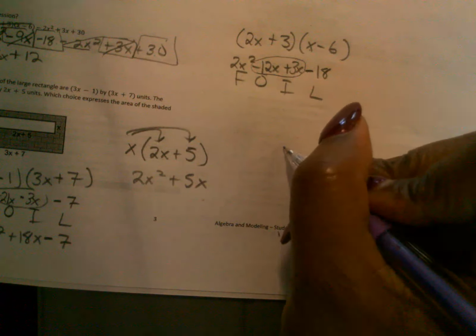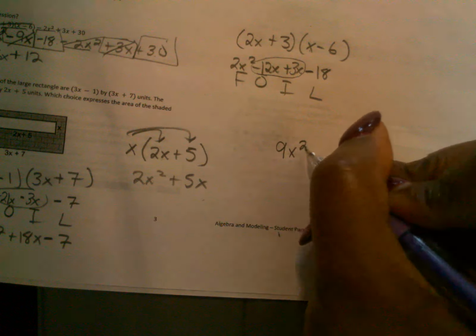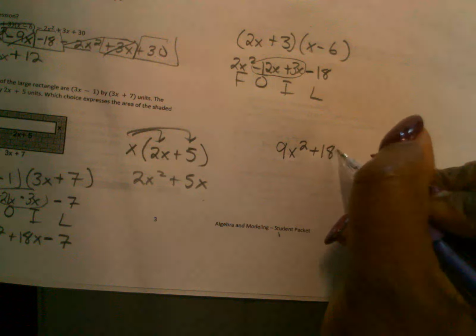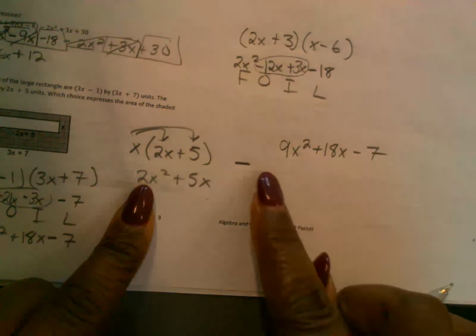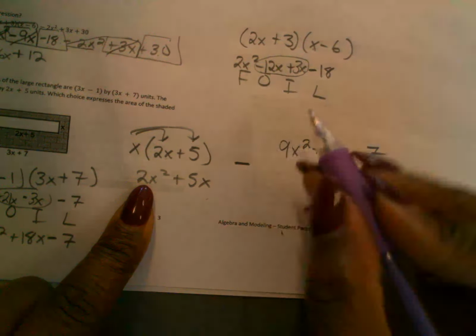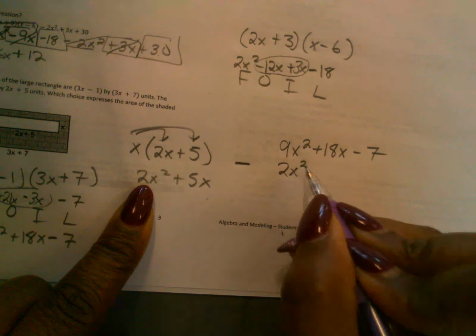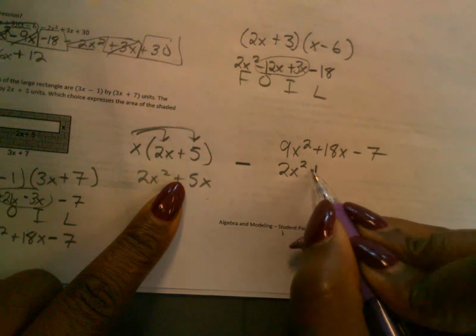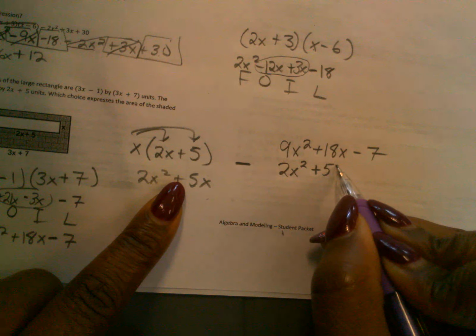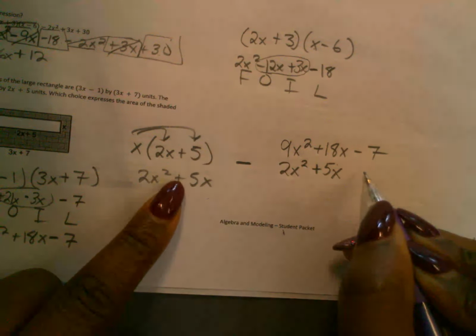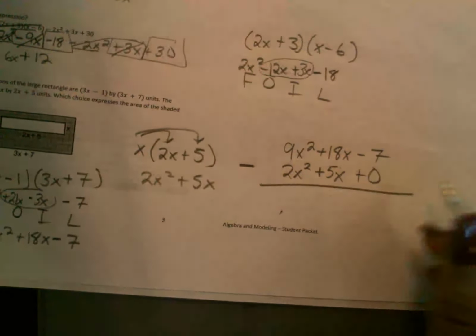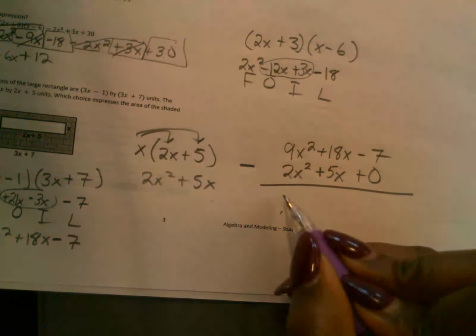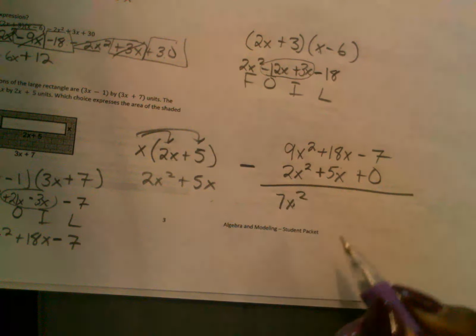All right, so we got this on top. I'm going to subtract. So we got this goes under this. These are like terms here. And then this is the like term for this. And then we're just going to put in a 0 as a placeholder here. So when we subtract, this gives us 7x squared.